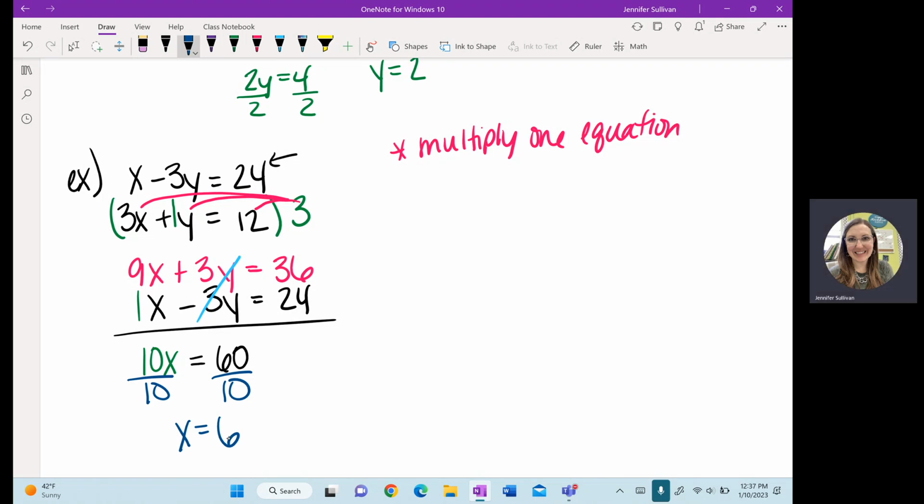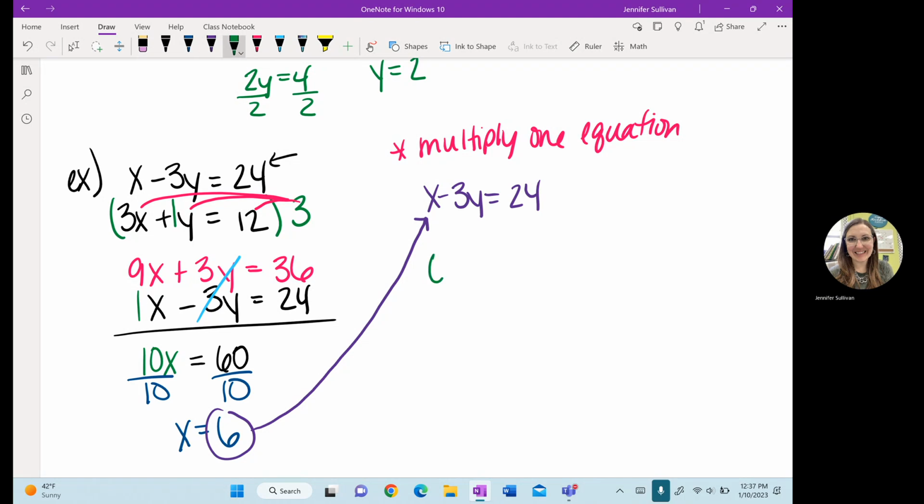Once I have my x, the other thing I need to do is find the y. So I'm going to go back to one of my original equations, either of the black colored ones. So I'm going to go to the top or the bottom. It doesn't matter. So just because the top one's cleaned up a little bit, I'm going to pick that one. So if I have x minus 3y equals 24, so that's my original. Now I'm going to take this 6 and I'm going to plug it in for the x. So 6 minus 3y equals 24. And solve for y.